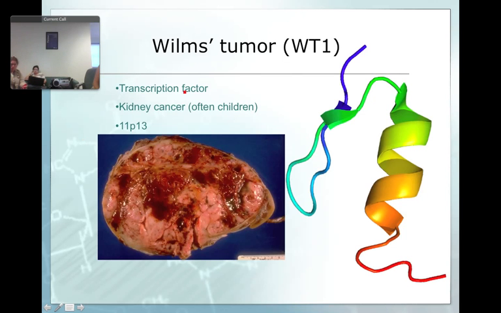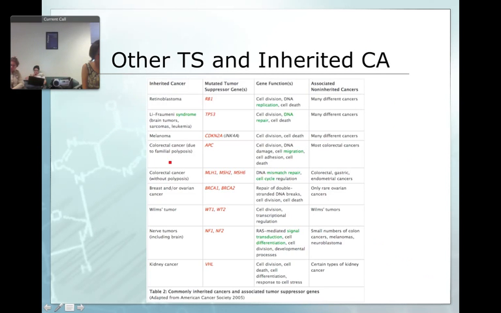Here's another one, just to give you a couple. Wilms tumor is an inherited cancer of the kidney. It's a transcription factor. This is what the protein looks like. It's on chromosome 11, and here's what the cancer looks like. Almost all of these hereditary cancers tend to occur pretty early. Here is a list of them. Again, we don't have to go through them all, but there are a number of these inherited tumor suppressor defects.